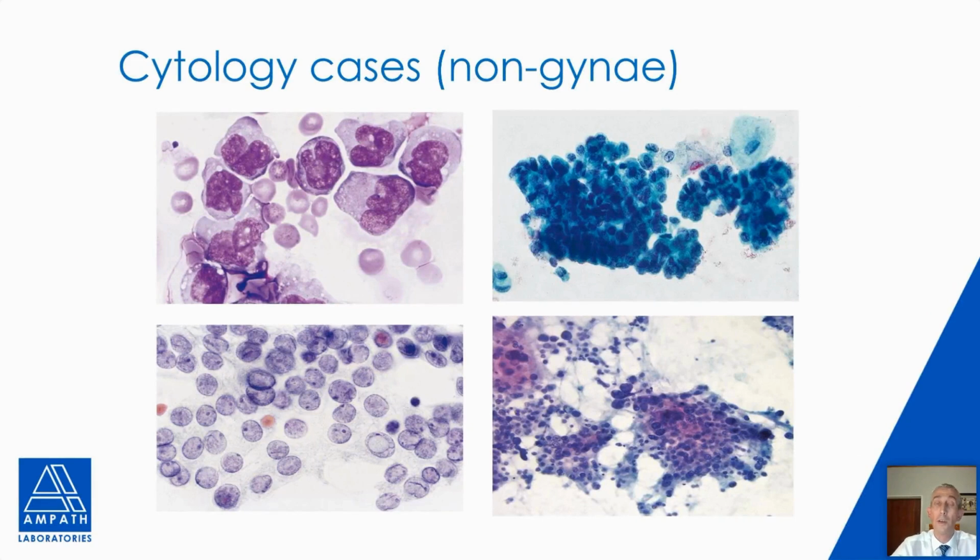Concerning non-gyne cytology, the top left is a Giemsa stain of CSF. This particular patient has acute lymphoblastic leukemia, and one can appreciate the lymphoblasts with their highly irregular and enlarged nuclei in the cerebrospinal fluid. On the top right, we notice an FNA of a lung mass, which was diagnosed as adenocarcinoma. On the bottom left, which is a beautiful example of papillary thyroid carcinoma.